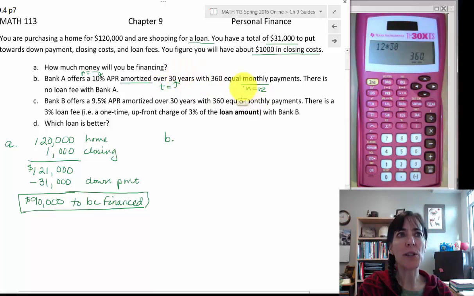But we really just need to know that our N is 12 and our T is 30. So then our NT is 360. So we could use that instead of the NT if we want. And there's no loan fee, so there's nothing additional to these closing costs that you're going to have to pay.